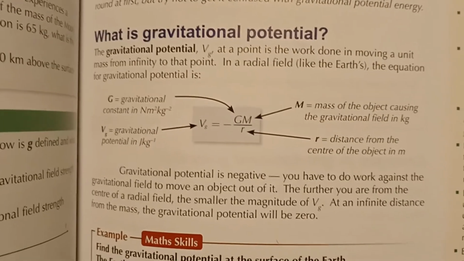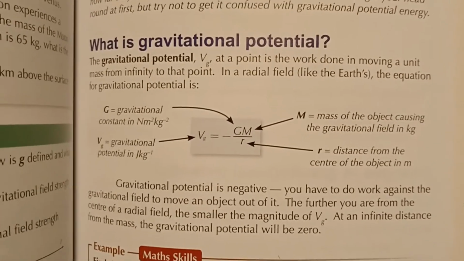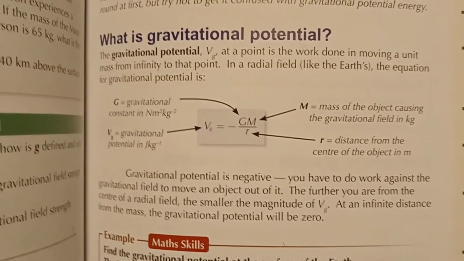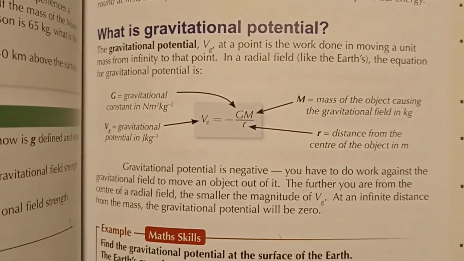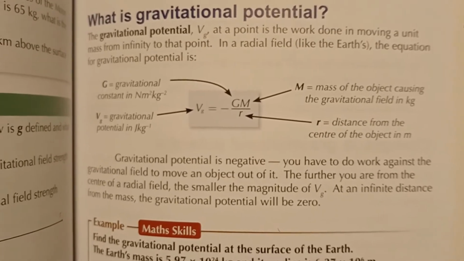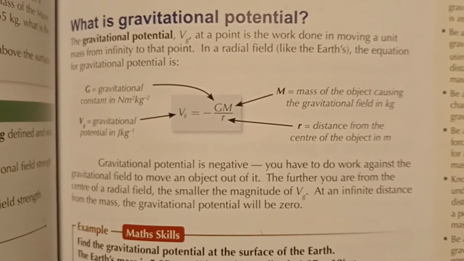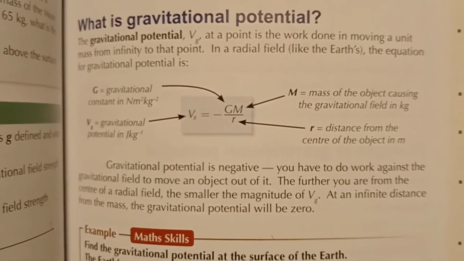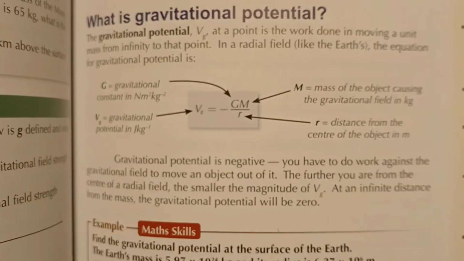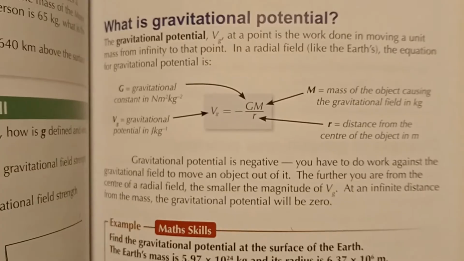In a radial field like the Earth's, the equation for gravitational potential is Vg equals minus Gm over r. Now, it's negative. You have to do work against the gravitational field to move an object out of it. The further you are from the center of the radial field, the smaller the magnitude of Vg. At an infinite distance from the mass, the gravitational potential will be zero.